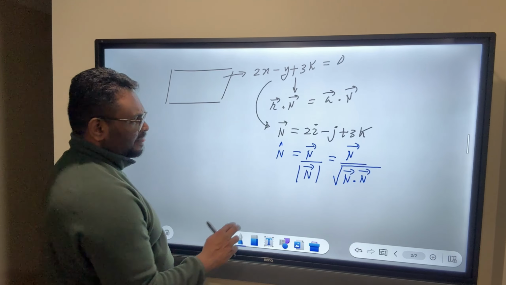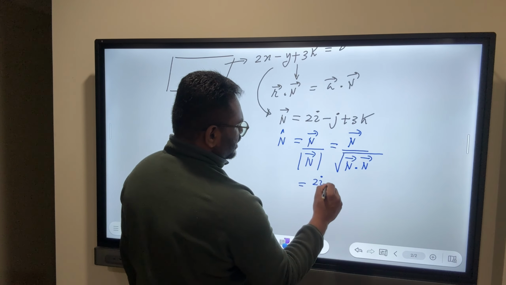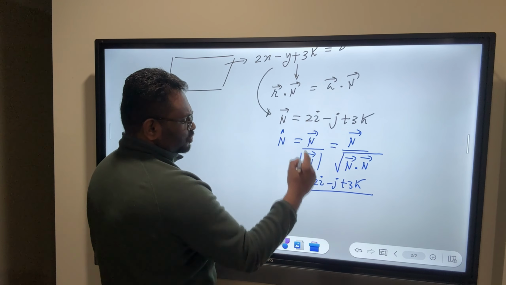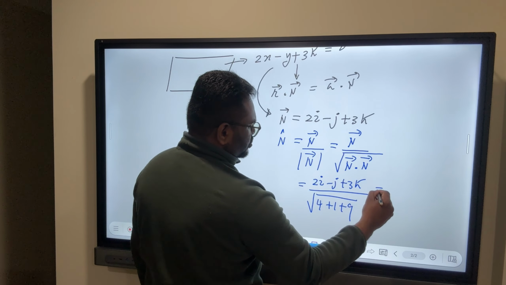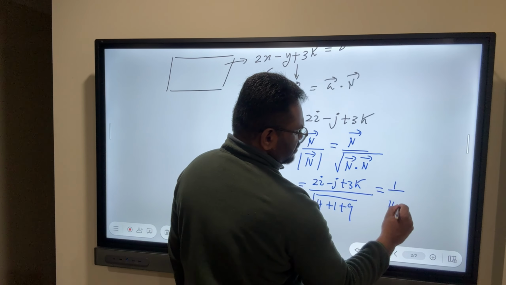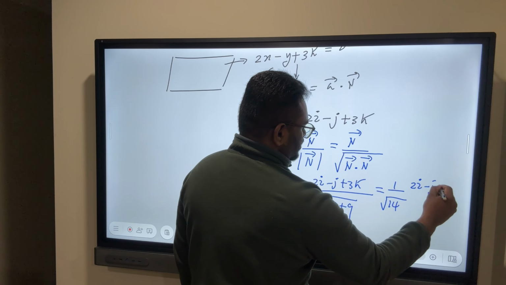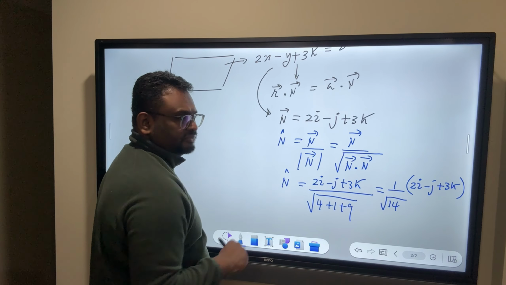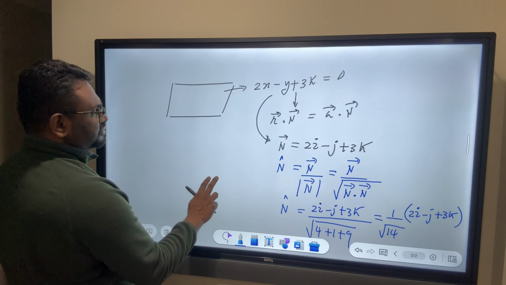Very good. So this is going to be 2i minus j plus 3k divided by, what would this be? It's going to be the square root of 4 plus 1 plus 9, which is the square root of 14. So n hat is 1 divided by square root of 14 times 2i minus j plus 3k. Good. So these are very basic vector notations.